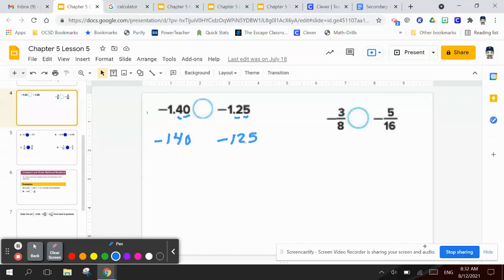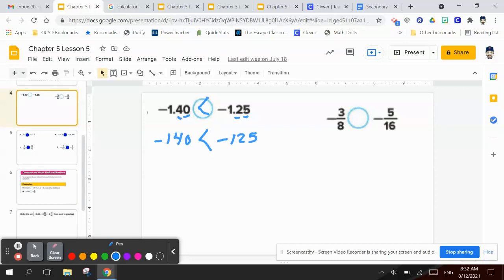So remember how we compare negative numbers? Which one's closest to 0 is the larger number. Well, -125 is closer to 0 than -140. So our sign has to go like that. -140 is less than -125. So -1 40 hundredths is less than -1 25 hundredths.